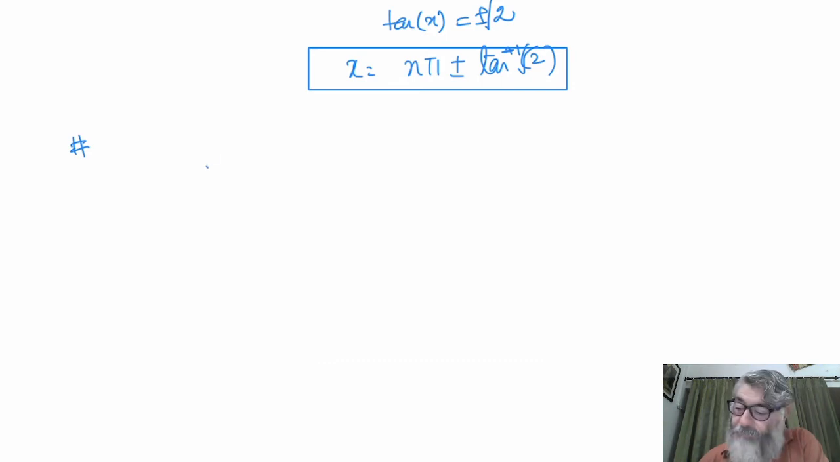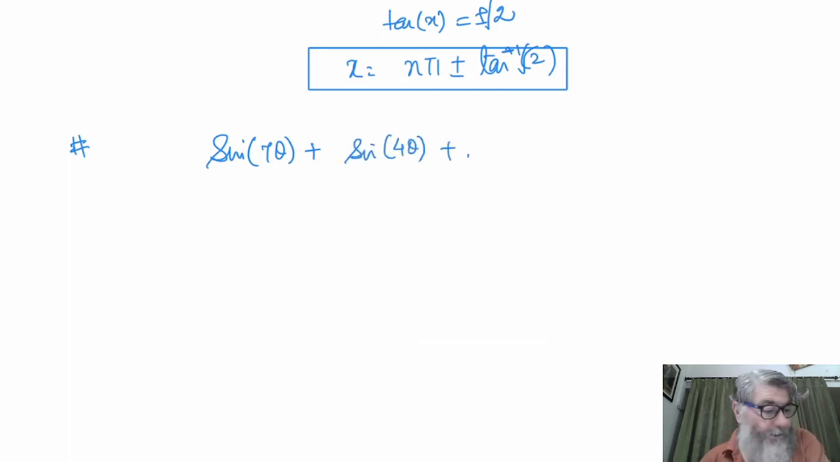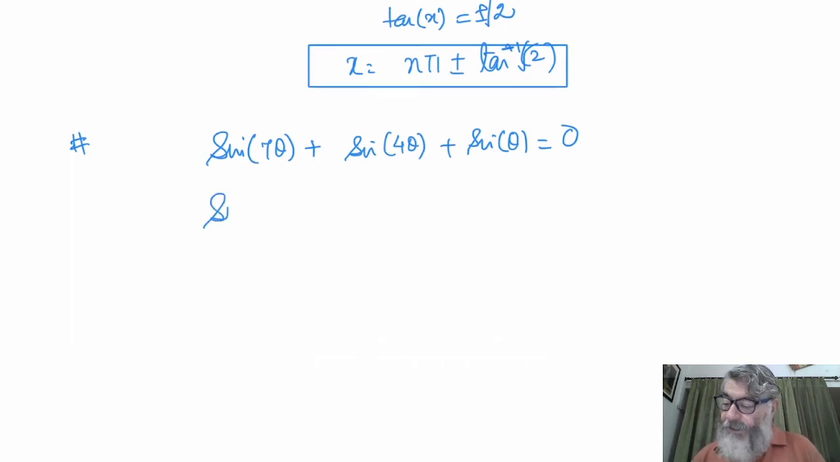Sin 7 theta plus sin 4 theta plus sin theta is equal to 0. Again, general solution. Again, we have to apply sin C plus sin D for this. It will become sin 7 theta plus sin theta. I will combine. I'll tell you why I am combining them and not with sin 4 theta.